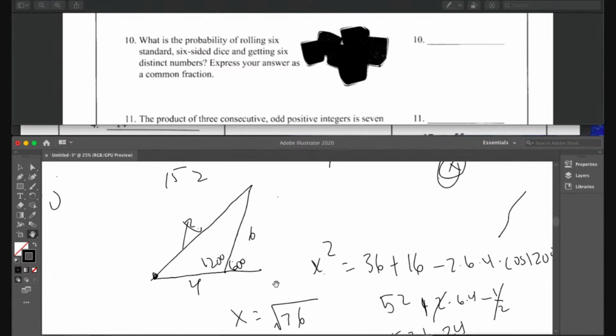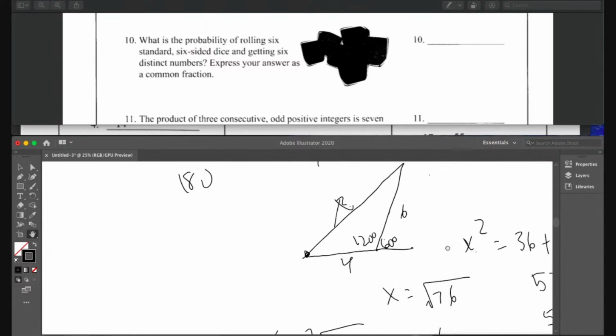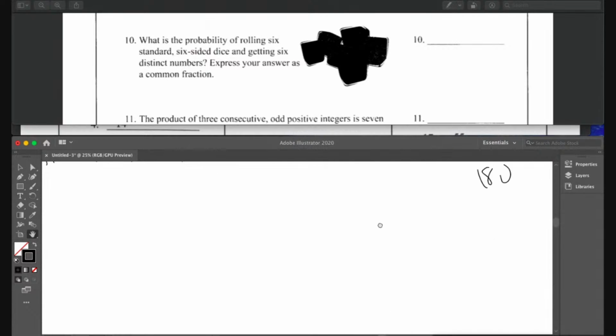What is the probability of rolling six standard six-sided dice and getting six distinct numbers? Express your answer as a common fraction. Okay, so one way of doing this is you can just think of rolling each die and seeing its probability of keeping everything distinct, I guess.